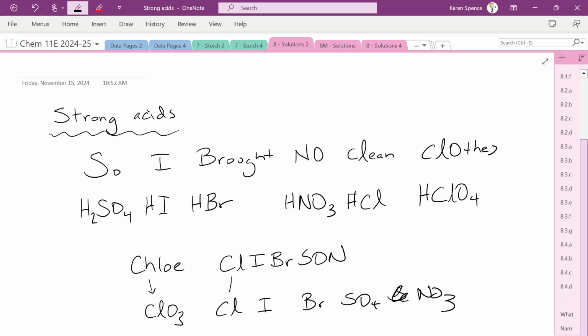So now that you remember those, what is special about strong acids? How are they different from weak acids? Yes? When they dissolve in water, they don't dissolve into ions, they dissociate into ions. So there's 100% dissociation.